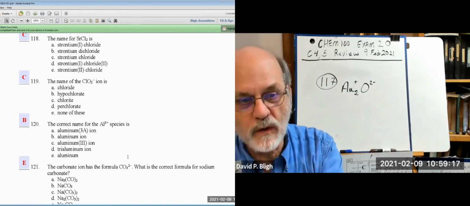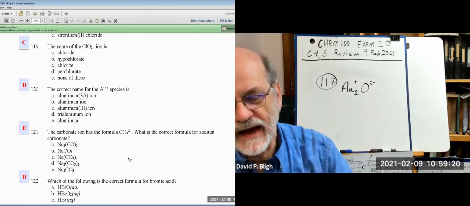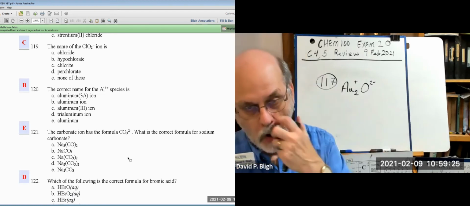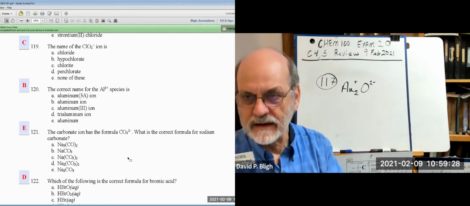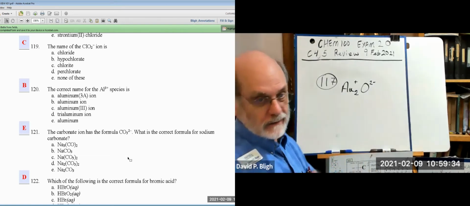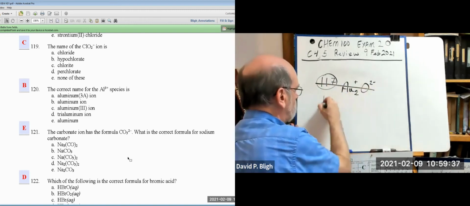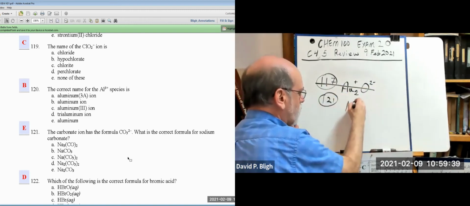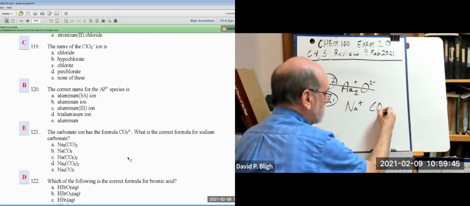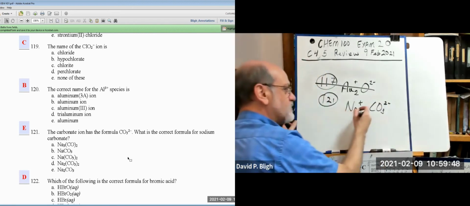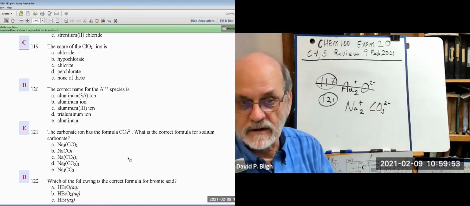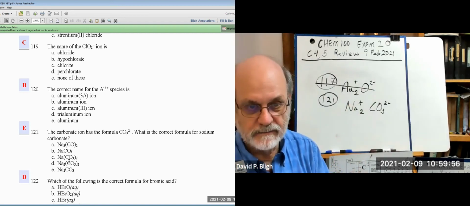How about number 121? Carbonate ion has the formula CO3 2-. What's the correct formula for sodium carbonate? All right. What type compound would that be? Sodium. Where does sodium come from? It's an alkali metal. Right. Sodium. So it has a +1 charge. And you're given this part, right? So that means you need two of them. So Na2CO3 is the correct formula for sodium carbonate. E.